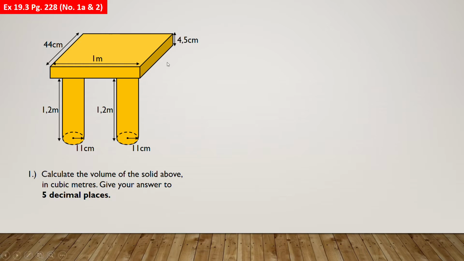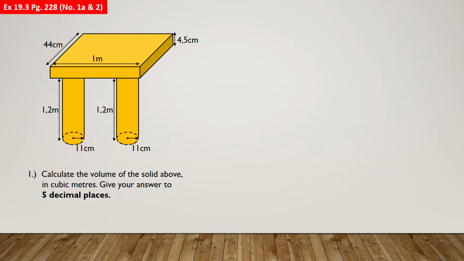All right, so this is what they give us. They ask us to calculate the volume of the solid above in cubic meters, and they want us to give our answer to 5 decimal places. There are a number of things that we have to deal with in this example. The first one is that not all the measurements that they give to us are in meters, and they want us to calculate it in meters.